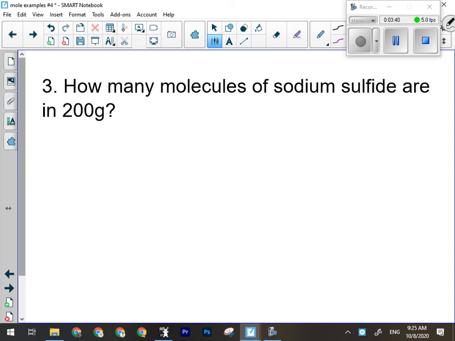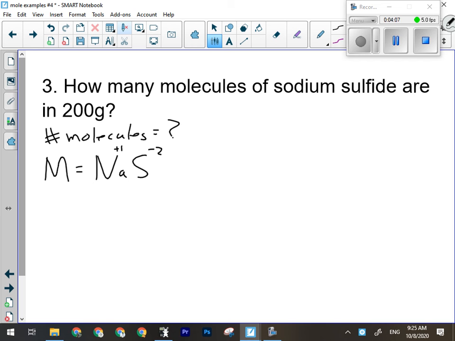All right, so on number 3, we are looking for now the number of molecules. Does this one involve the step with Avogadro's number? It does. So we're looking for the number of molecules. That's our question mark. We do know that the material is sodium sulfide. Na with S, sulfide's a -2, sodium's a +1, so we got Na2S.